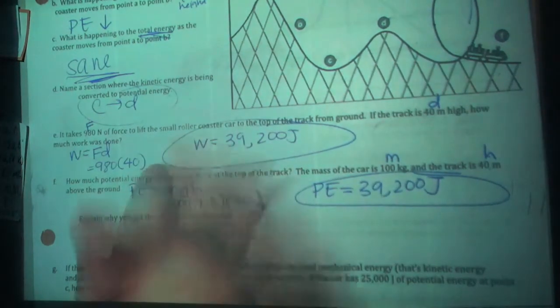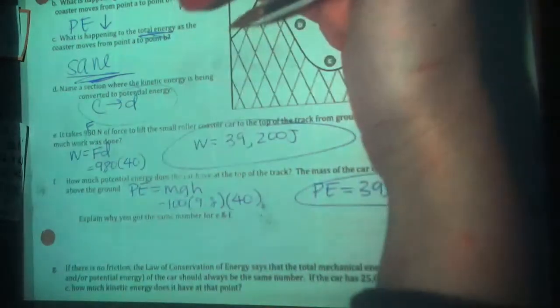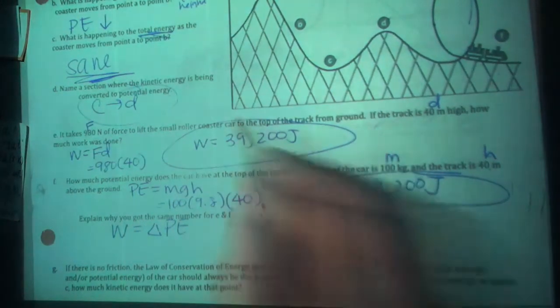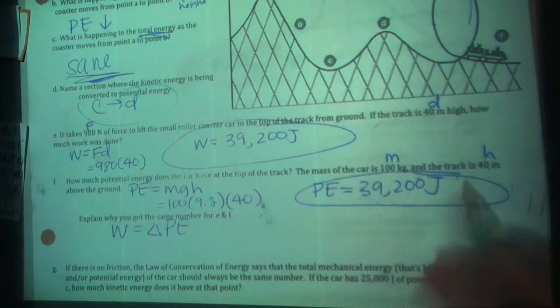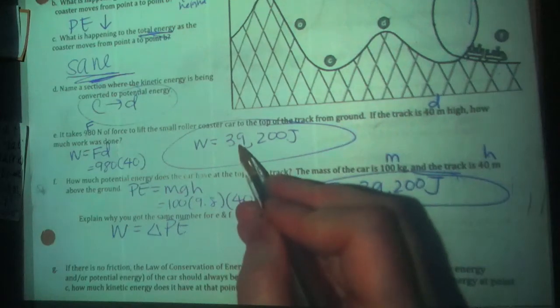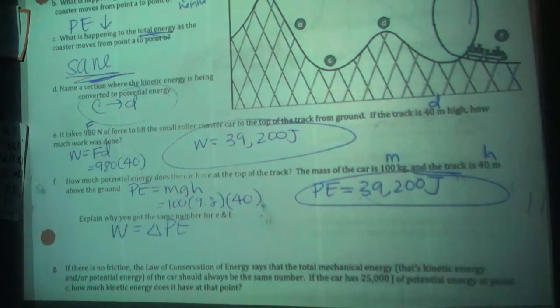So why is it that my work to get up to the top is equal to the potential energy at the top? Well, work and potential energy are related because work is equal to the change in potential energy. So if you start from the ground and you end at this potential, then this is your change in potential, which is also my work. If there's no friction, then the law of conservation of energy says the total mechanical energy, so including both kinetic and potential, should always be the same number.